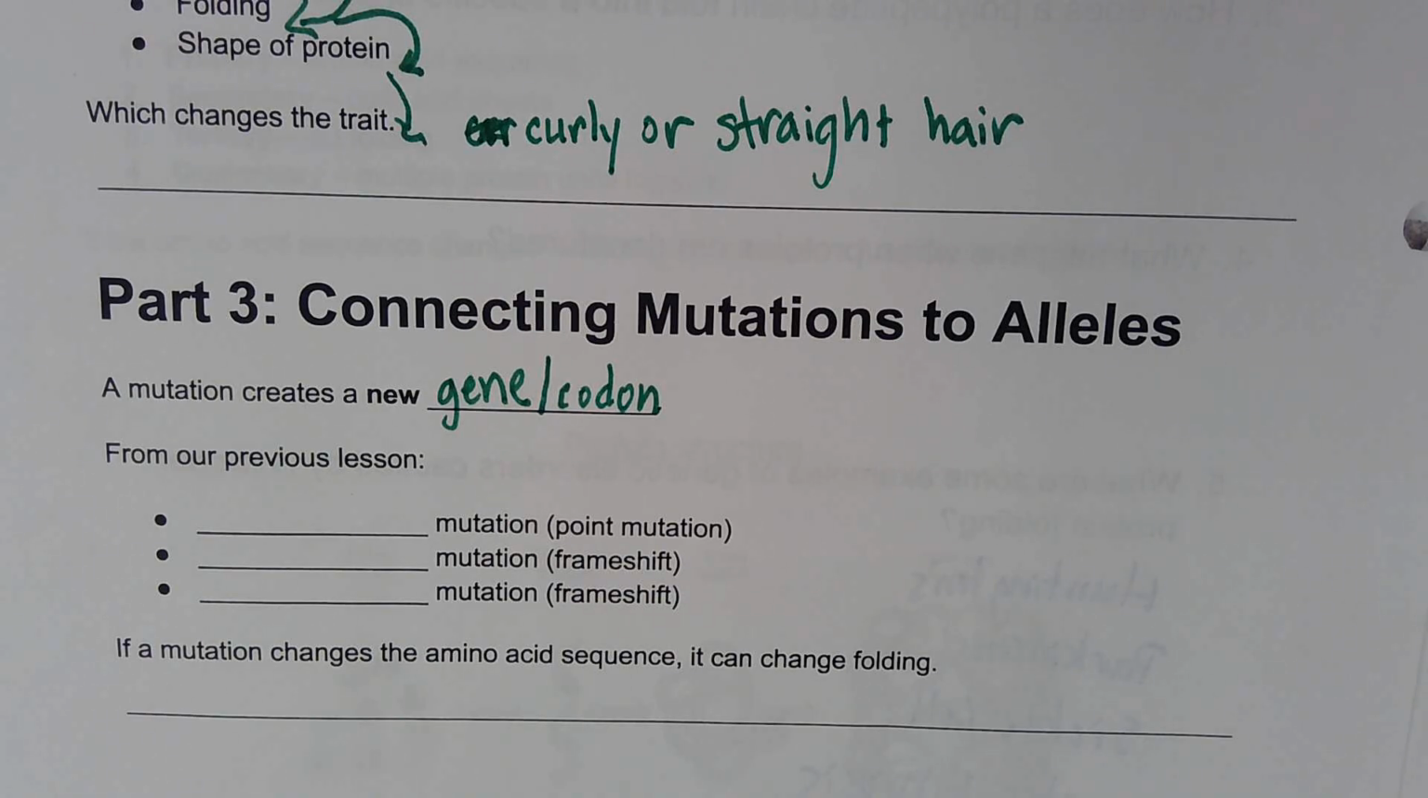So each one of them is either going to be a frame shift or a point mutation. And there's going to be 2 that are frame shift and 1 that's a point mutation. Here's your notes. You shouldn't have to say it like 5 times.